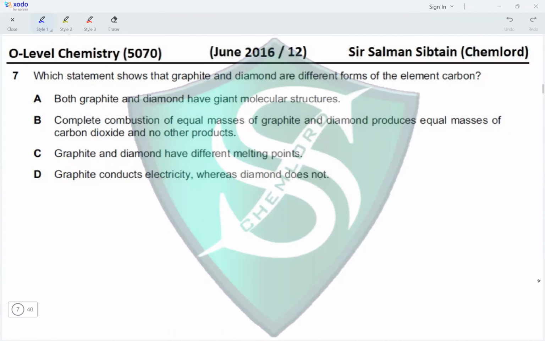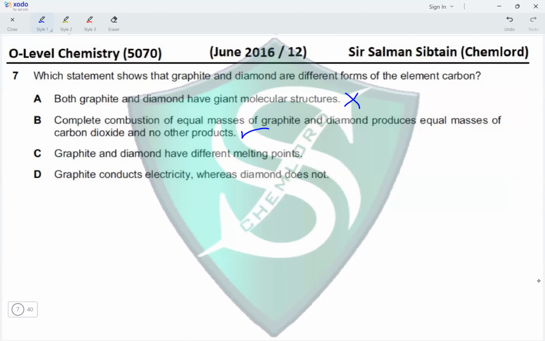Question 7. Which statement shows that graphite and diamond are different forms of the same element, carbon? Both graphite and diamond have a giant molecular structure. This does not explain that they belong to the same element or they are made up of the same element. Complete combustion of equal masses of graphite and diamond produces equal masses of carbon dioxide and no other product. Yes, because both are made up of carbon only. So when carbon burns in oxygen, it produces carbon dioxide alone.